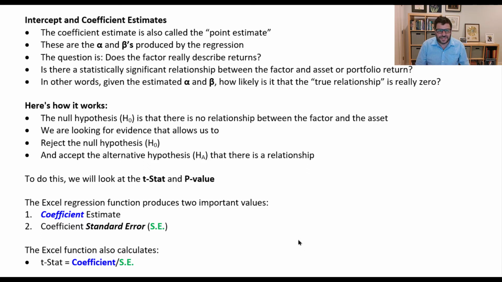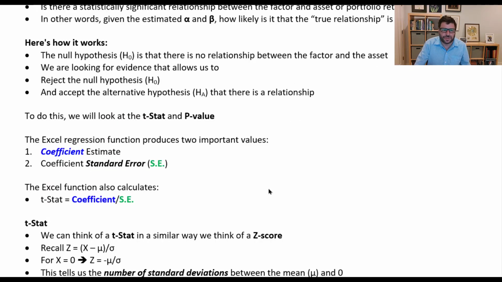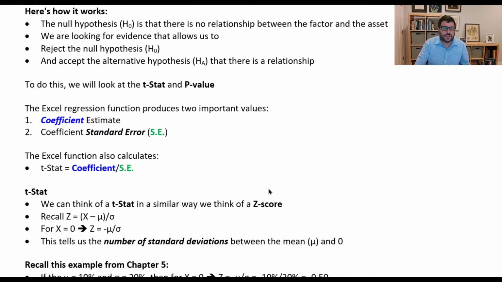The question is, does this factor that we've chosen actually describe returns? Is there a statistically significant relationship between the factor and the asset, or the portfolio, depending on what we're regressing? In other words, given the estimated alpha and beta, how likely is it that the true relationship is 0? Because we've just sampled some data and we're trying to estimate the true relationship.